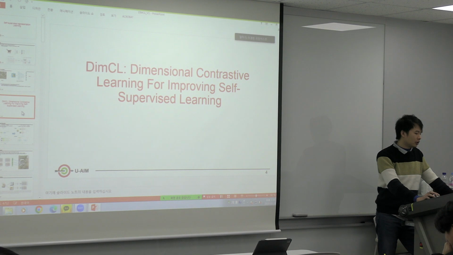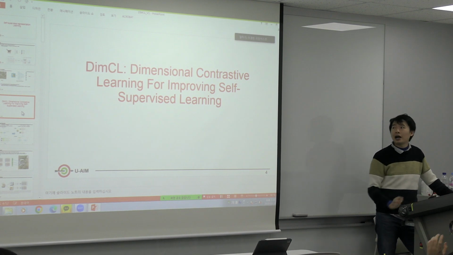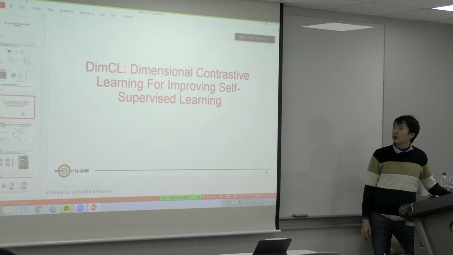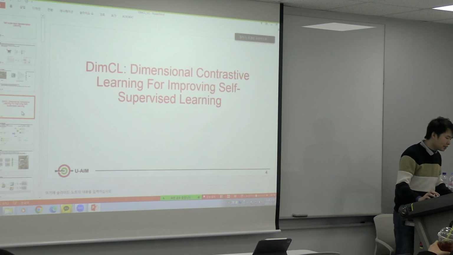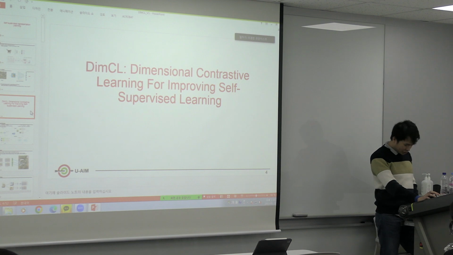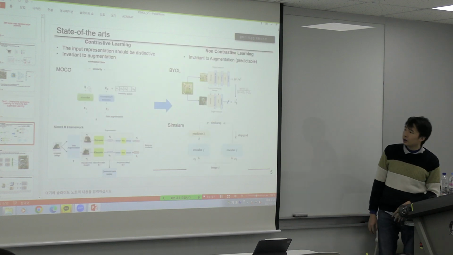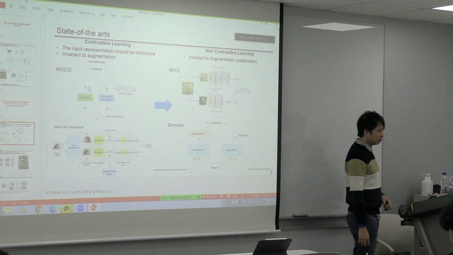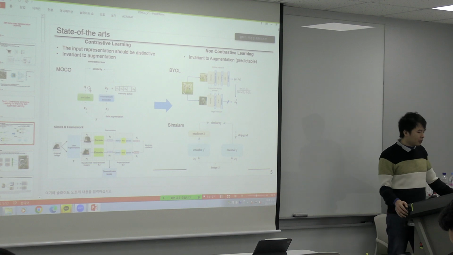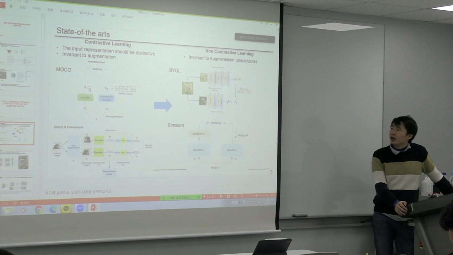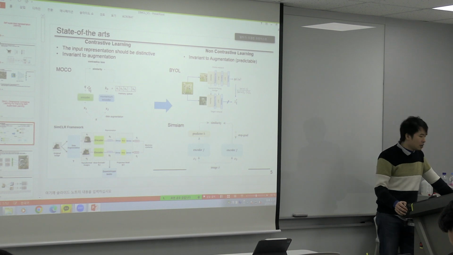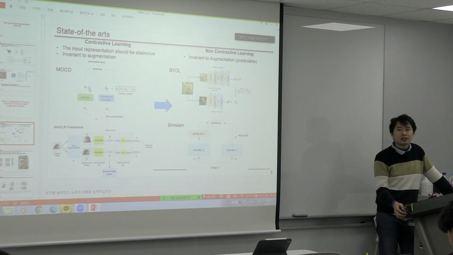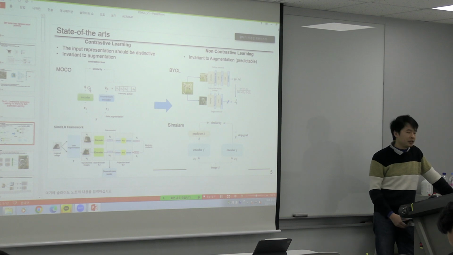So let's move on to the first paper, which is our recent work in this field. We published it in IEEE Access, and it's called Dimensional Contrastive Learning for improving self-supervised learning. But first we start with some state-of-the-art methods in the field. Current state-of-the-art methods in the field can be classified into two main approaches. The first approach uses contrastive learning, and the second approach uses non-contrastive learning.